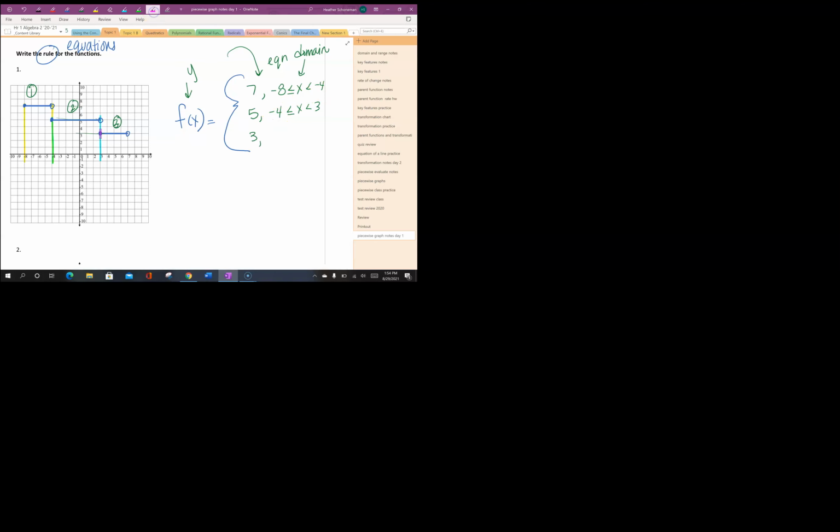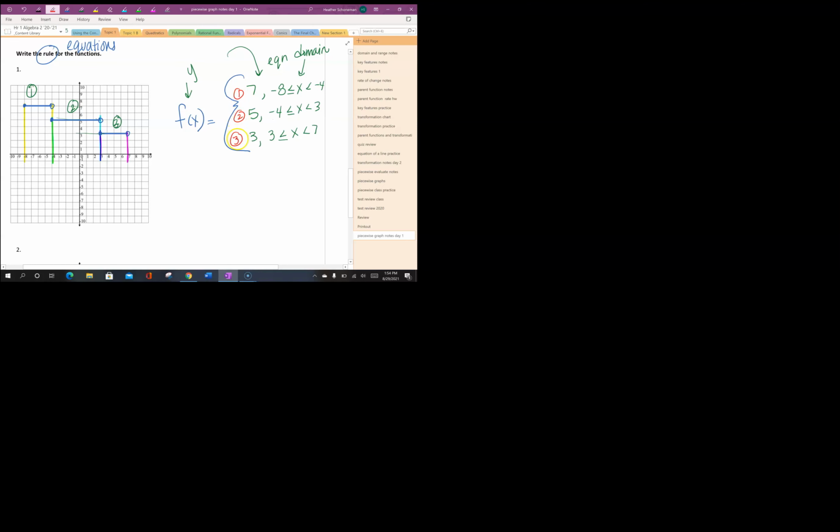And last but not least, this section goes from 3 to 7. So my last section is going to be from 3 is less than or equal to x, which is less than or equal to 7. But that first dot is closed, so it's less than or equal to. So this is how we write a piecewise function. It's going to have f of x first equals this giant bracket, and then you put the equations in order from left to right. If you don't have them in order from left to right, it's not going to be correct.